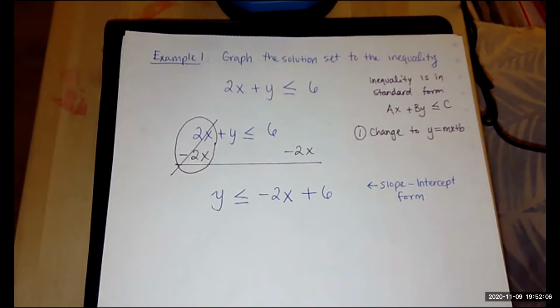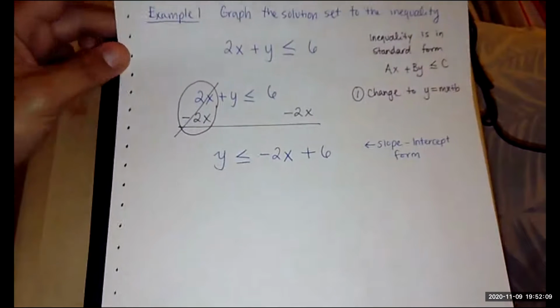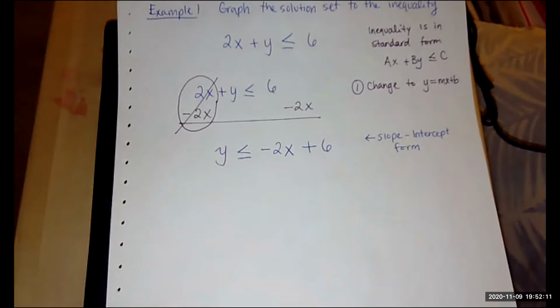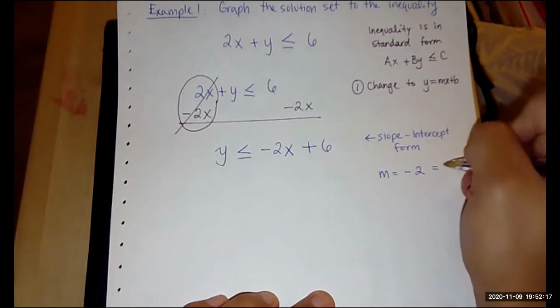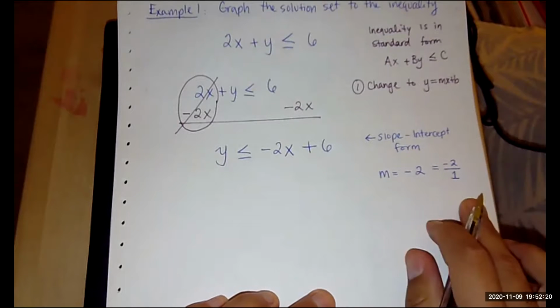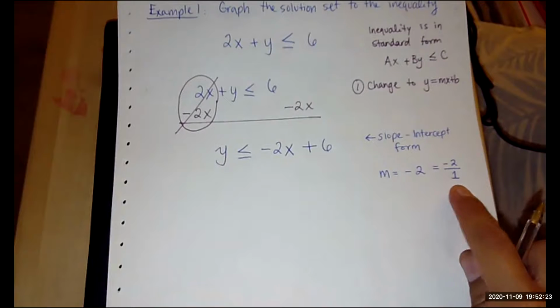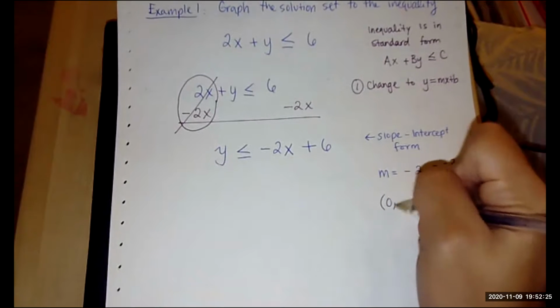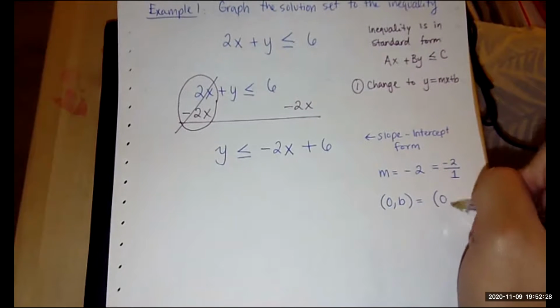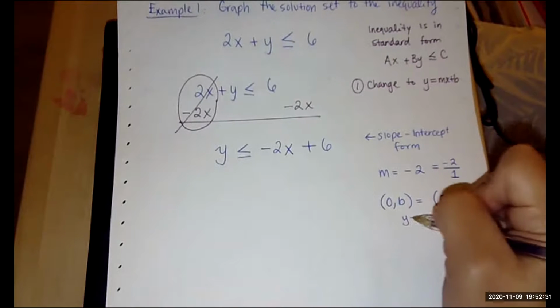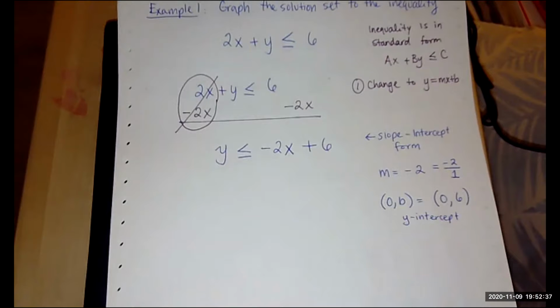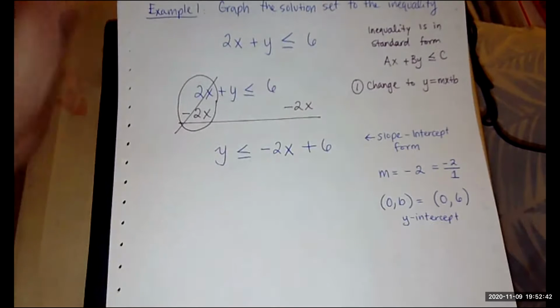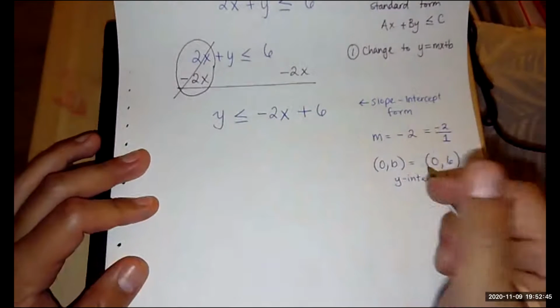Okay. Now that I have slope-intercept, well, I know that the slope m is equal to -2, or you could call this -2/1 if you wanted to, so that you have rise and run. And then my b, or 0 comma b, is going to be 0 comma positive 6. That's my y-intercept. Is everybody okay with that? So using these two pieces of information, I should be able to graph this line.